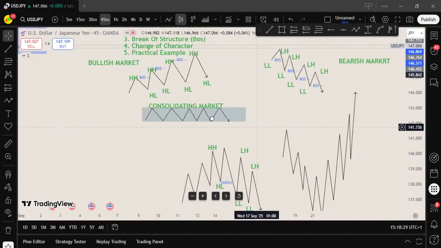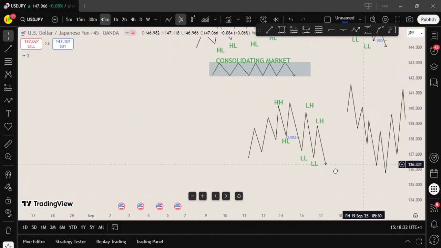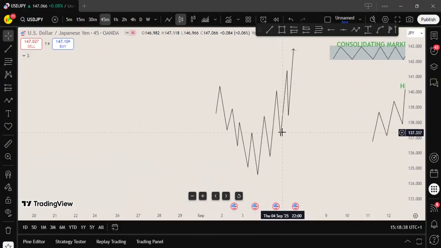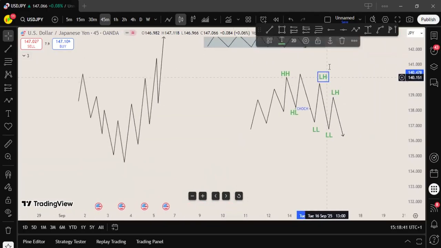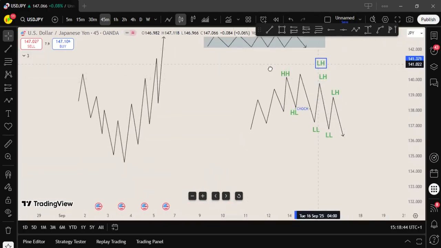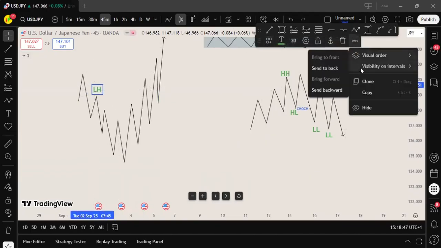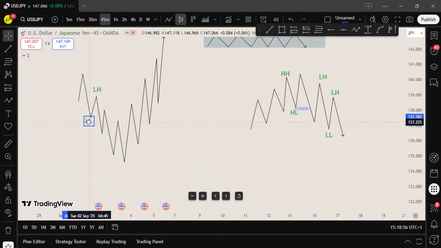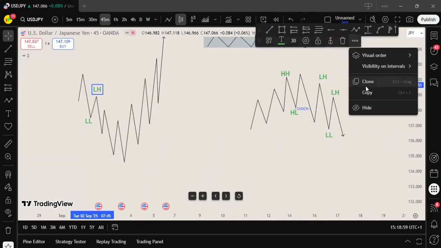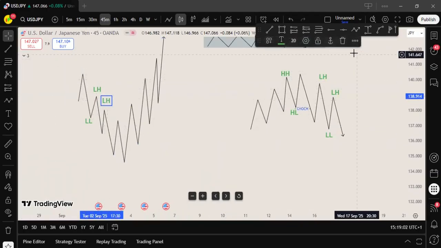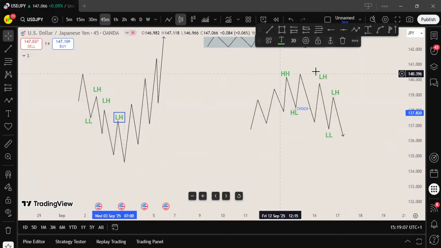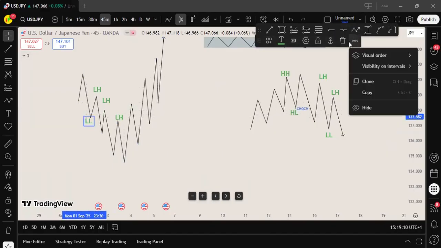Now, let's analyze this example too. Right here, we are having lower highs, lower lows, lower highs, lower lows, lower highs, lower lows, lower high. Please give me a minute. Lower high, then lower low. Having this one again, lower high, then we have a lower low.